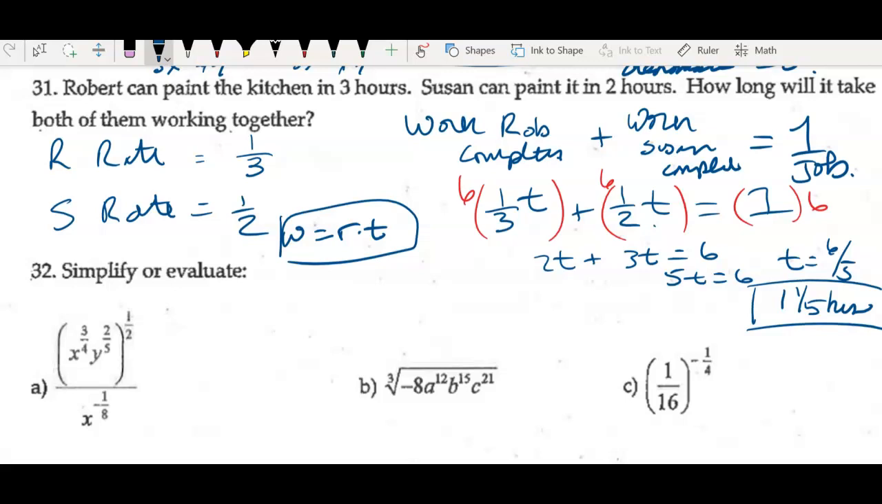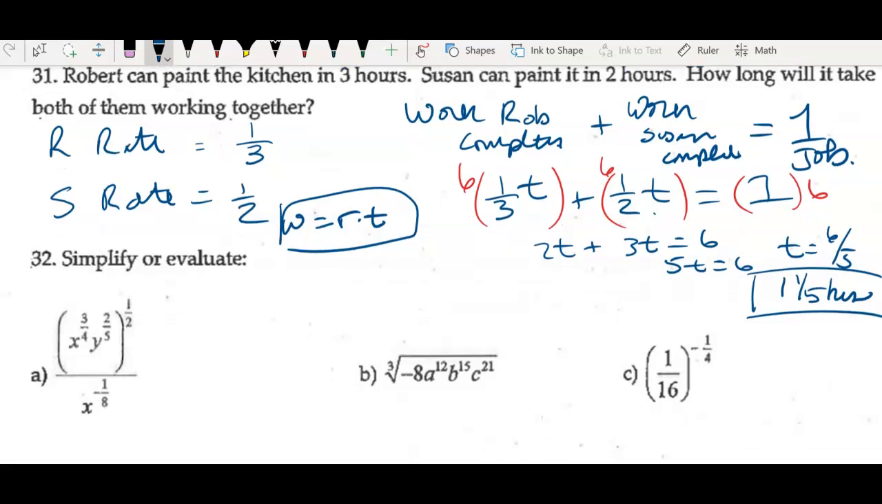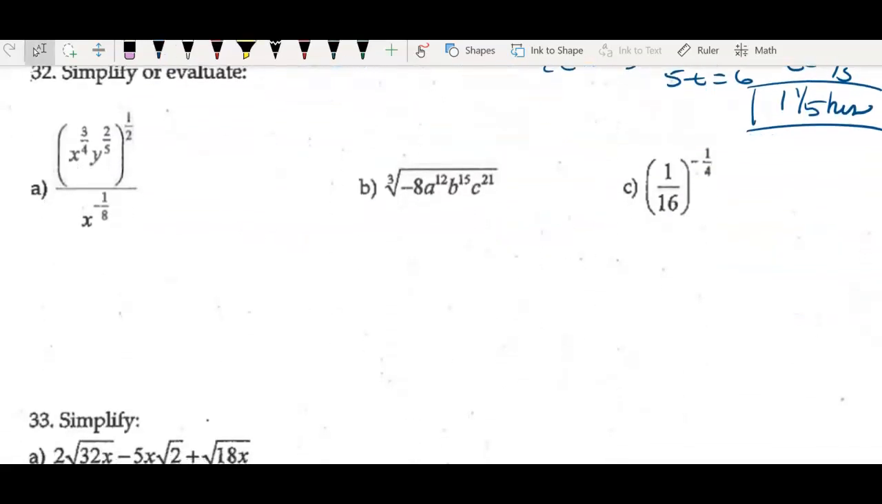And if you want to think through this logically, if both Robert and Susan took 3 hours to paint the kitchen, wouldn't it make sense they'd complete the kitchen in 1 1/2 hours? But Susan works a little faster than that. So it's a little less than 1 1/2 hours. All right, let's move on.